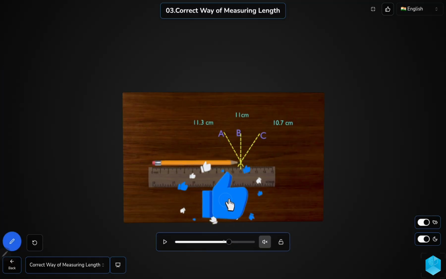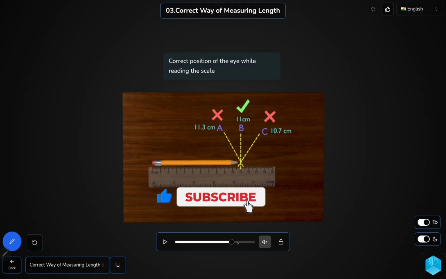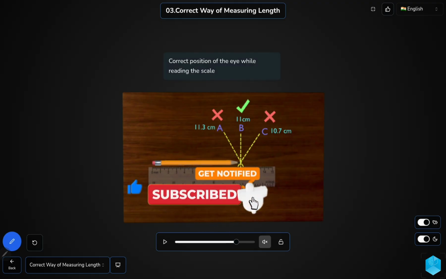So these are the correct ways which can help you in measuring the length of any object.